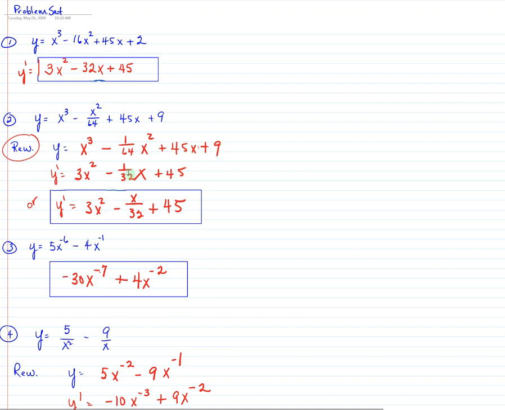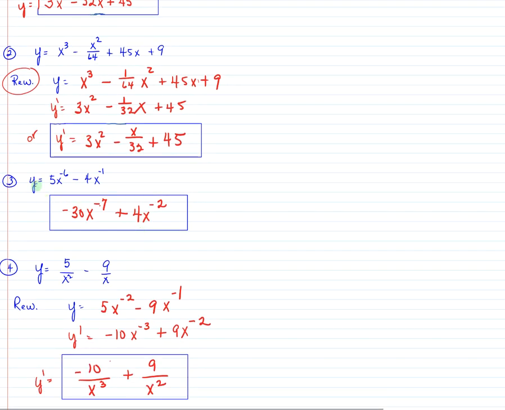Now, typically, they may take the answer just like that. I've put it back in the form it was in to start with, where the x was over the 32 or the x squared was over 64. You could try this, see if the answer will take it. If not, then put it back in the other form. I think it probably will take either one.